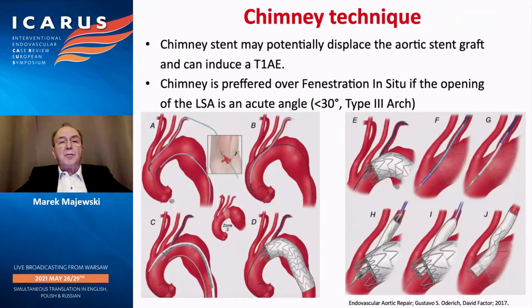A chimney stent may potentially displace the aortic stent graft and can induce a type 1A endoleak. Chimney is preferred over fenestration in situ if the opening of the LSA is an acute angle less than 30 degrees, type 3 arch.